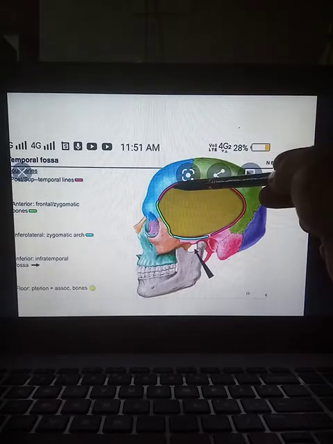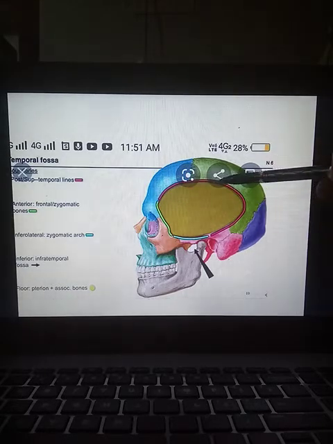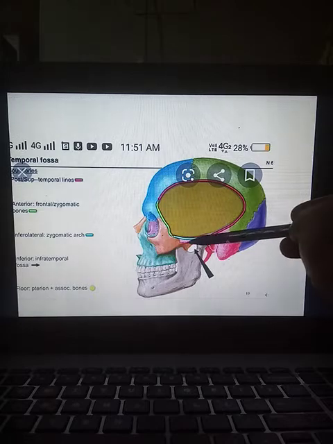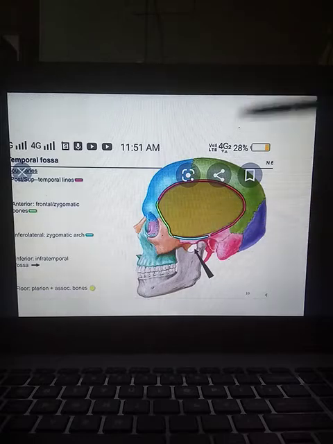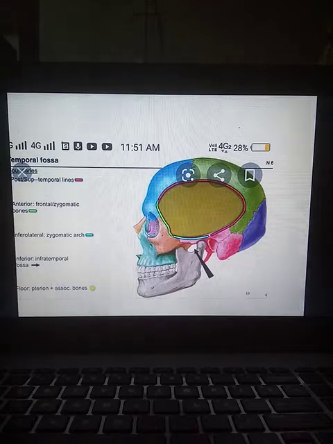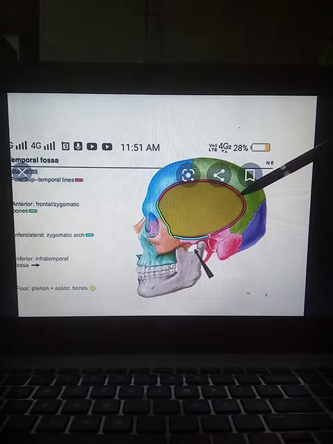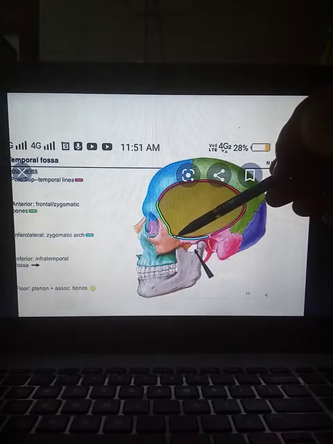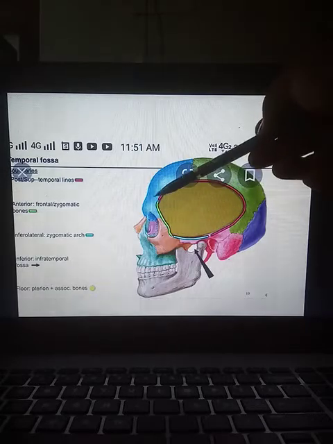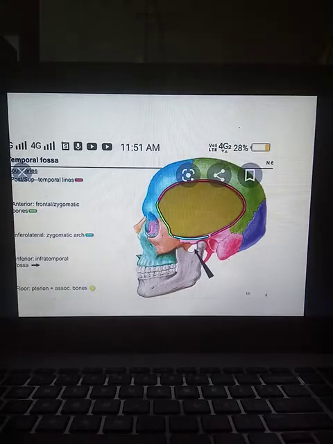What will you come across superiorly? You will be having the superior temporal line, and inferiorly you will be having the zygomatic arch. So these are the boundaries of the temporal fossa. Superiorly you have the superior temporal line, posteriorly you have the inferior temporal line and the supramastoid crest, inferiorly you will see the zygomatic arch, and anteriorly the frontal bone and the zygomatic bone.